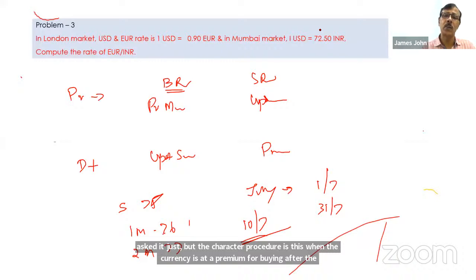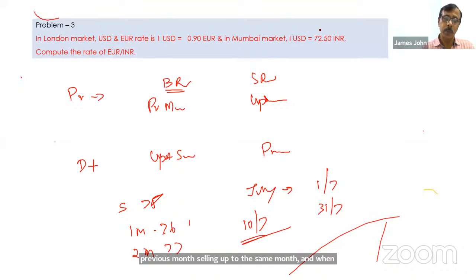And when the currency is at a discount, buying up to the same month and selling up to the previous month. Because the principle we follow is buy low, sell high.